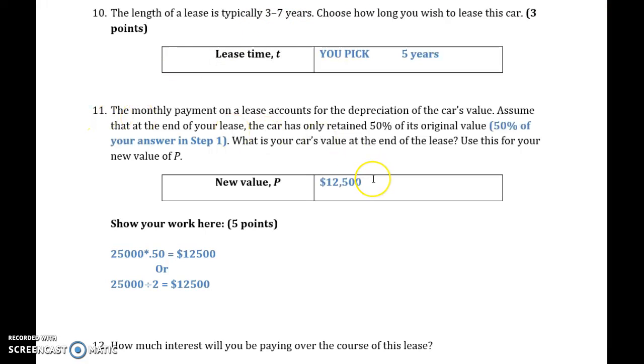Number 11, you're just doing 50% of whatever you picked back in step 1 for the price of your car. So multiply by 0.50, that's 50%. Or another way to do that is to divide by 2 because 50% is half. So divide it in half and you'll get your new price, 50% of your original value.